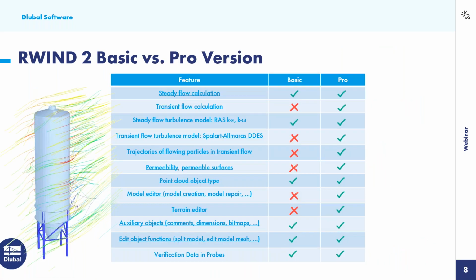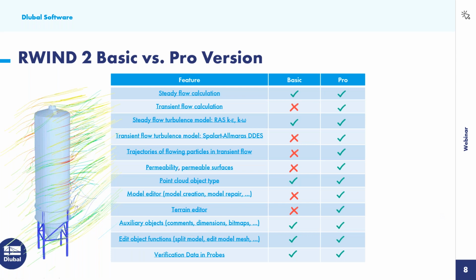So for those of you not familiar with RWIND 2, we now offer two versions, the basic and the pro. So we have this table here comparing the features that are available within each version. And we won't have time to go through each one of these today, but all of these do have hyperlinks as well that go directly to our online manual for RWIND to discuss a little bit more.